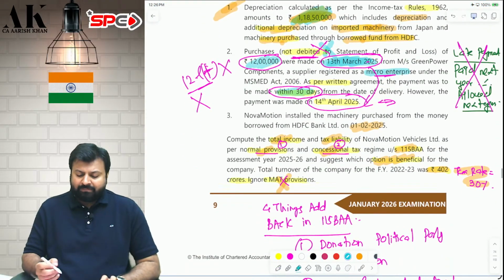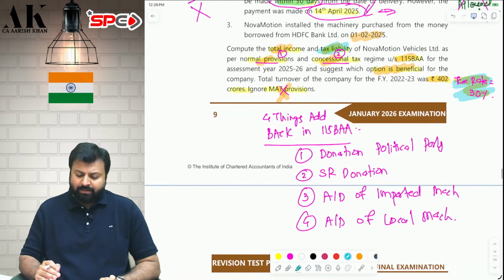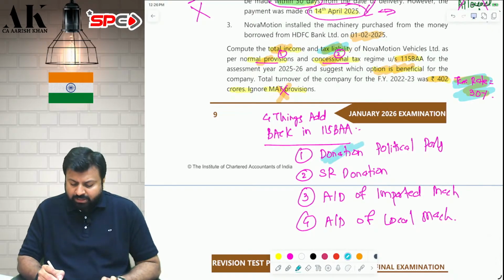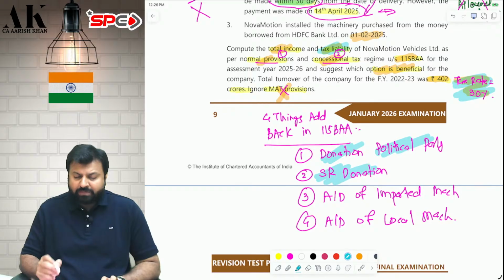Now, one last thing. After that, you have to compute the total income and tax as per normal provision. Tax, I have already told you, 30%. Now, in 115BAA, what will happen? 4 items will be added back. First, donation given to political party will be added back in 115BAA. Then, scientific research donation will also be added back.